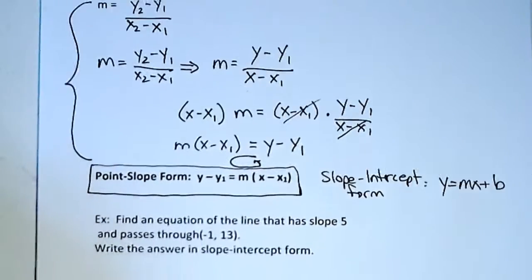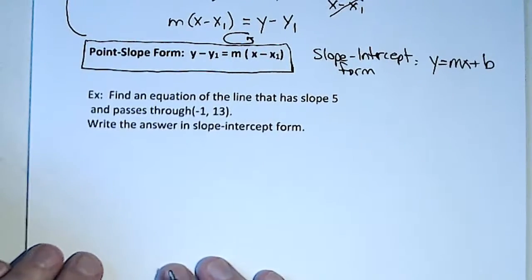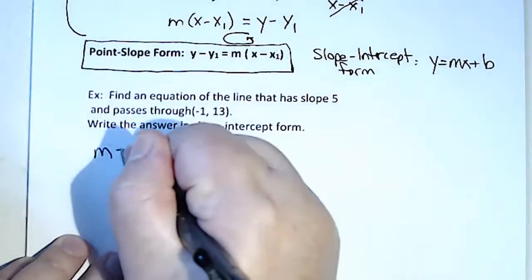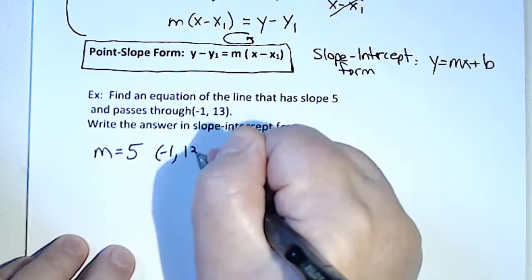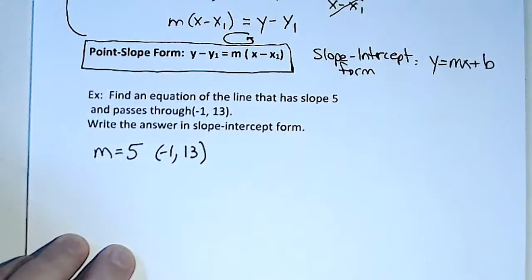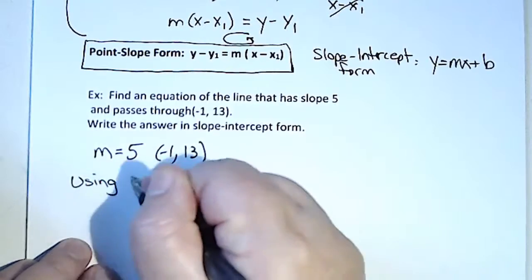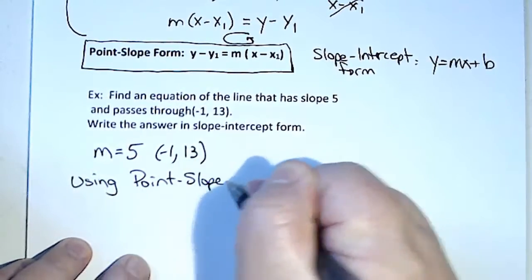So the question is, where do I go? Find an equation of the line that has slope 5 and passes through the point (-1, 13). Now, if I use my new form, point slope form.